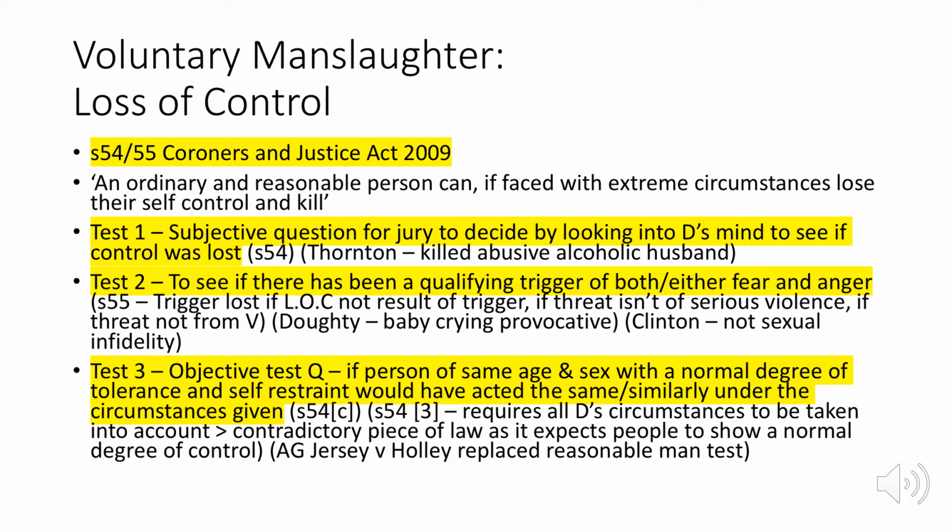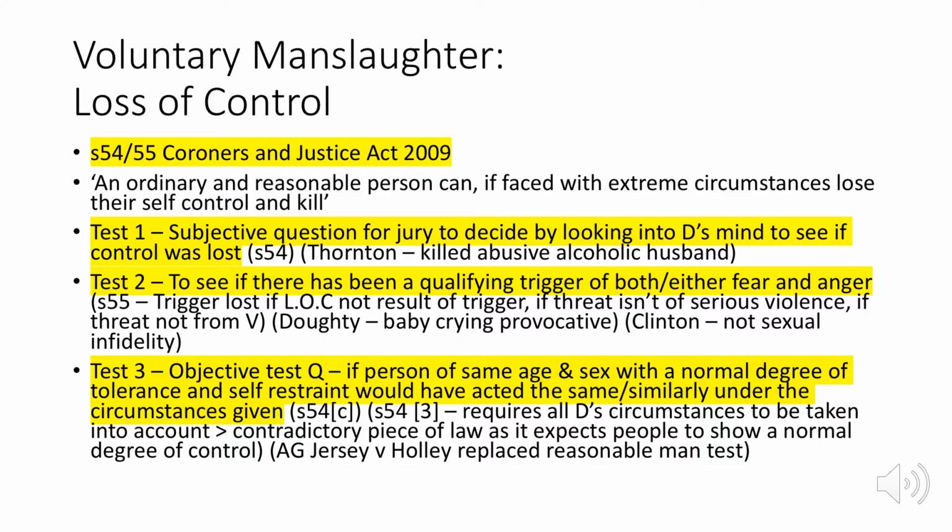Test 2 is to see if there's been a qualifying trigger of both or either fear and anger. Section 55, trigger lost if loss of control not result of trigger, if threat isn't of serious violence, if threat not from D. For example, Doughty, a baby crying, wasn't considered provocative. And in Clinton, not sexual infidelity.